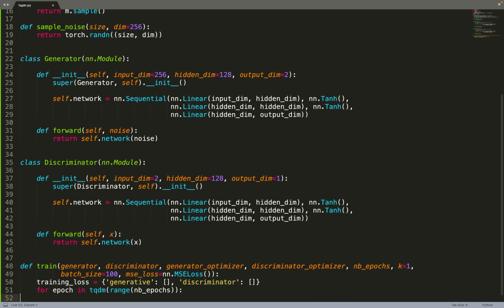Then we can move on to the training loop. So we take a generator and a discriminator as input. We take optimizers for them, and also we'll train for a given number of epochs. There is this well-known parameter k when we train GANs. So this is the number of times we'll train the discriminator more than when we train the generator. Also, we take as input the batch size and the MSE loss. We just create an object from PyTorch for the MSE loss.